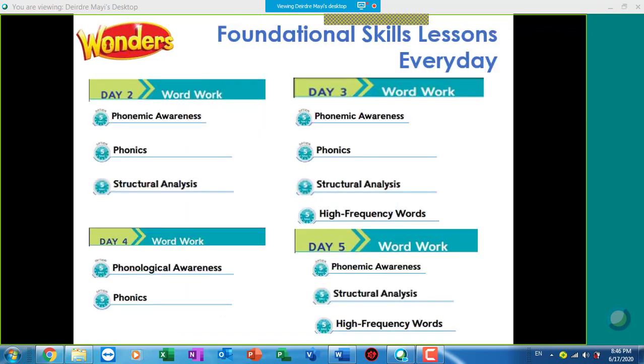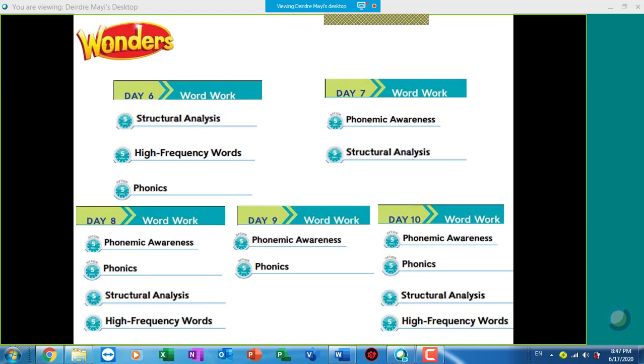As you look at the foundational skills lessons in Wonders as you go from day to day, you're going to notice that we always begin with phonemic awareness, moving on to phonics. There are days where structural analysis and high-frequency words are added in also. But know, again, that your foundational skills will be daily and very explicit and very systematically taught.